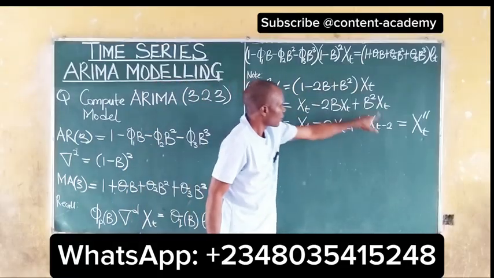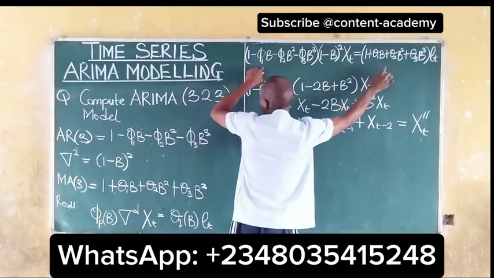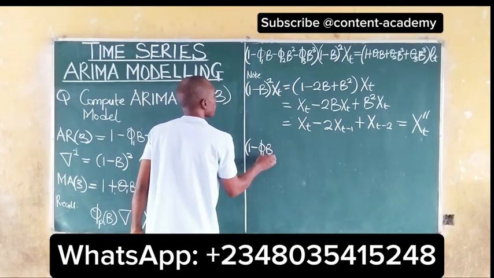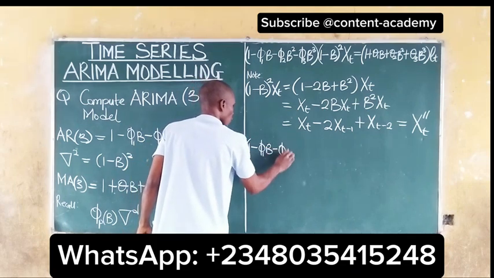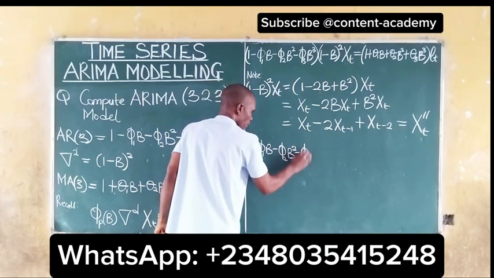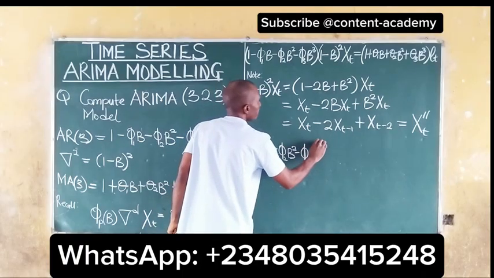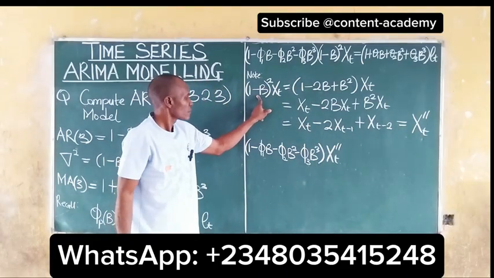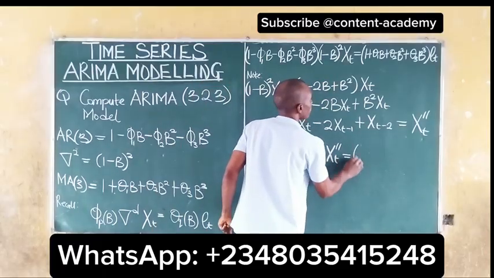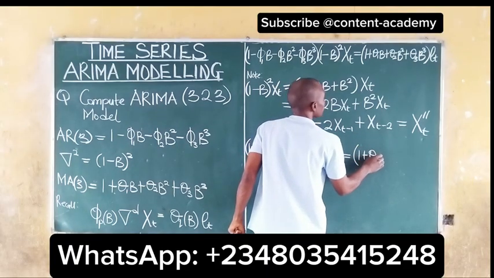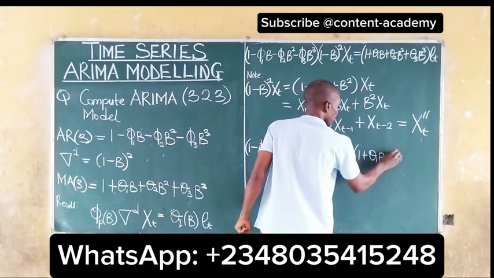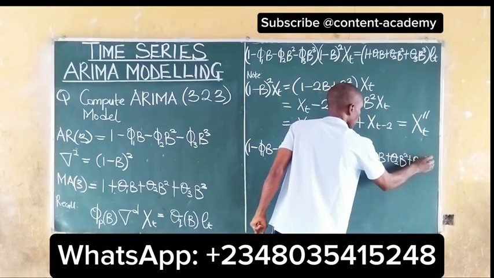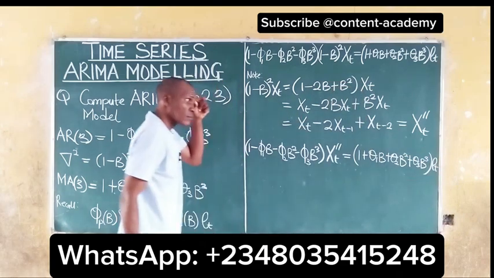So the whole of this we have is this. We can write what we have here as 1 minus phi 1 B minus phi 2 B squared minus phi 3 B cubed, times X_t double prime, to be equal to 1 plus theta 1 B plus theta 2 B squared plus theta 3 B raised to the power of 3, times e_t. This is what we have.